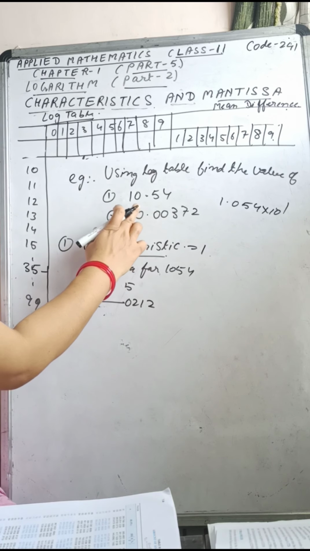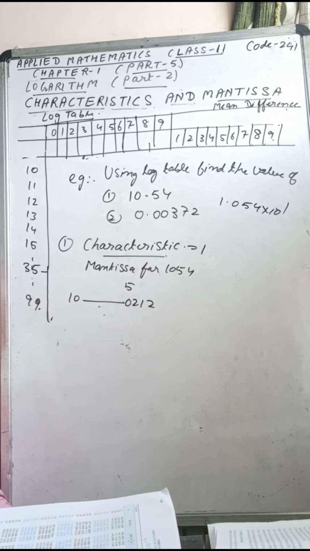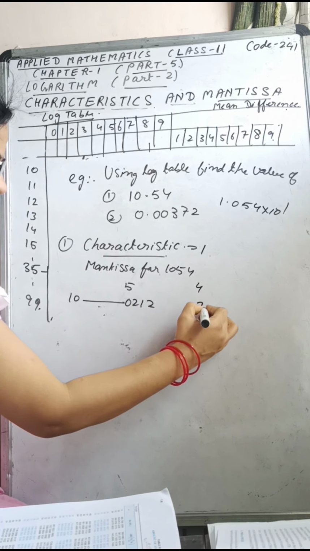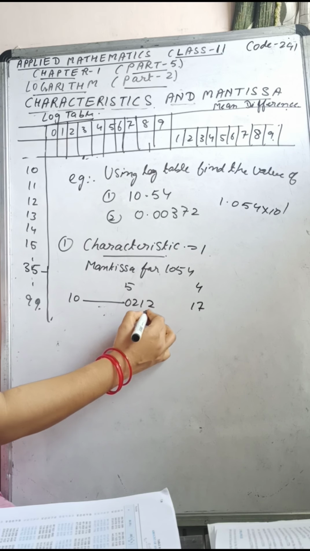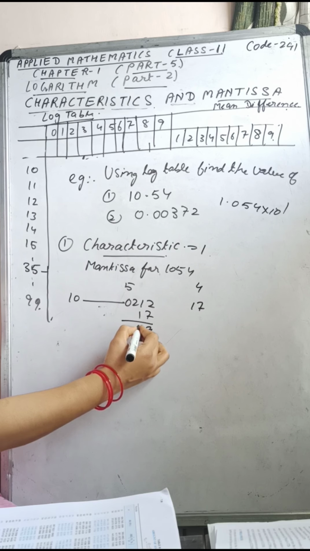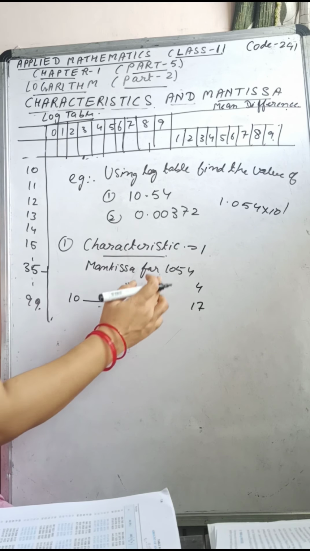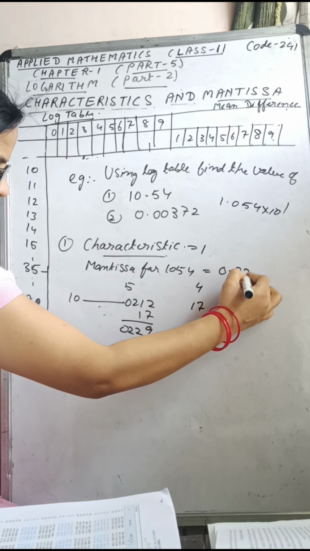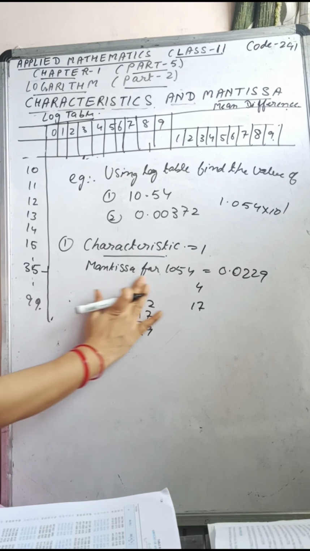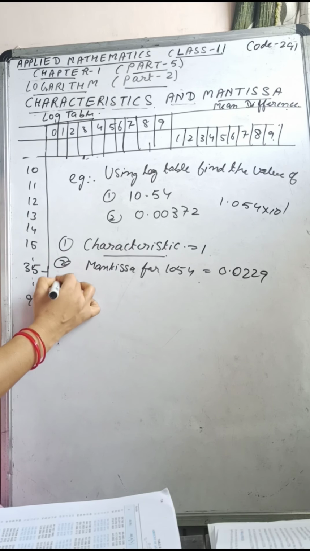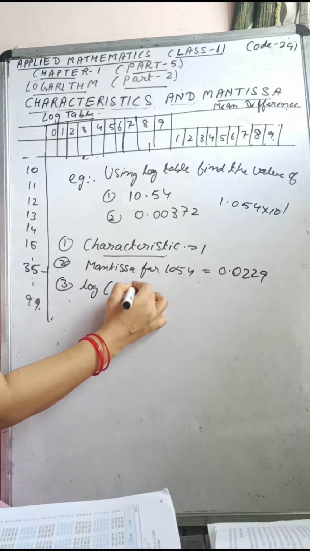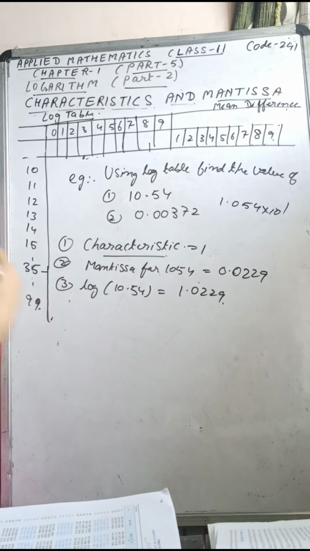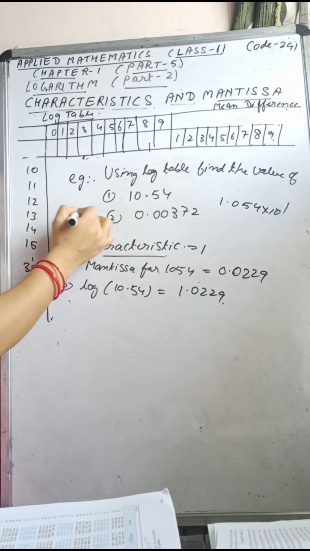And the mean difference for 4 we have to see. The mean difference for 4 is 17. So these two I will be adding. If I add this, it is 0229. The characteristic for 10.54 is 1 and the mantissa is 0.0229. Therefore, the third step, log of 10.54 is the characteristic and mantissa added, so it is 1.0229. This is example number 1.